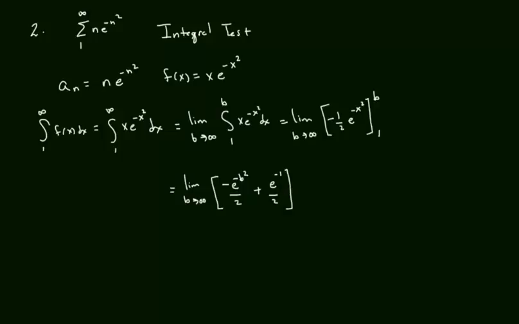So I'm led up to this point. The limit as b goes to infinity. So b is going to infinity, so e to the negative b is going to make this go to 0. It's going to make the whole limit then go to e to the negative 1 over 2, or simply 1 over 2e. So we would say here that the integral converges to 1 over 2e. It does not mean that the series converges to 1 over 2e. It does mean that the series converges.